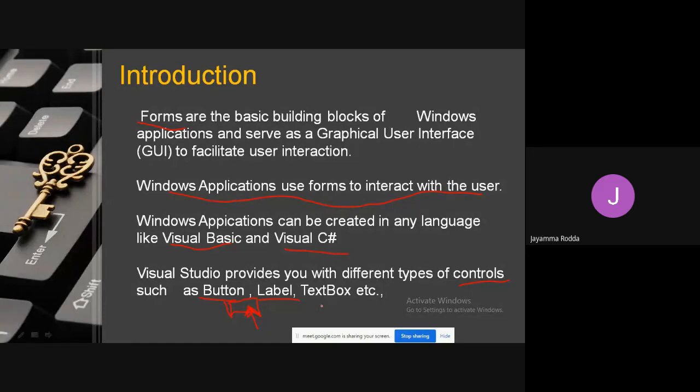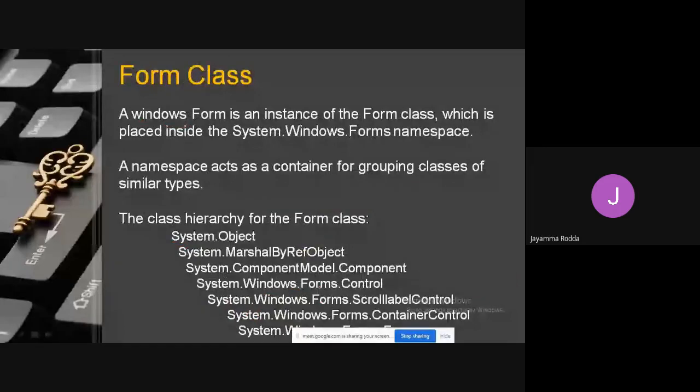Okay, so let us discuss the form class. We are calling it a Windows form. A Windows form is an instance of the form class, which is placed inside the system.windows.forms namespace. You know this namespace. Okay, what is a namespace actually?